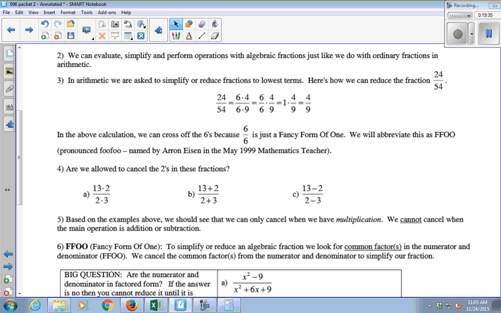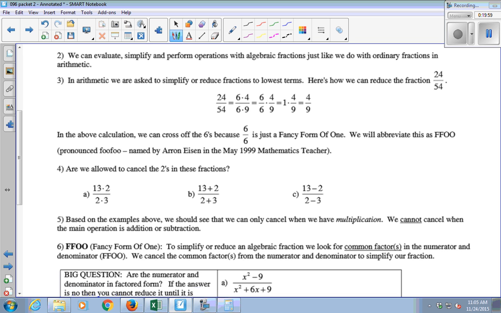You would ask yourself, okay, do 24 and 54 have any factors in common? Is there any number that goes into both 24 and 54? Yeah, 6. 6 goes into both. So I could rewrite 24 as 6 times 4, and I could rewrite 54 as 6 times 9. Right? They have a common factor, which means I can cancel the 6's.